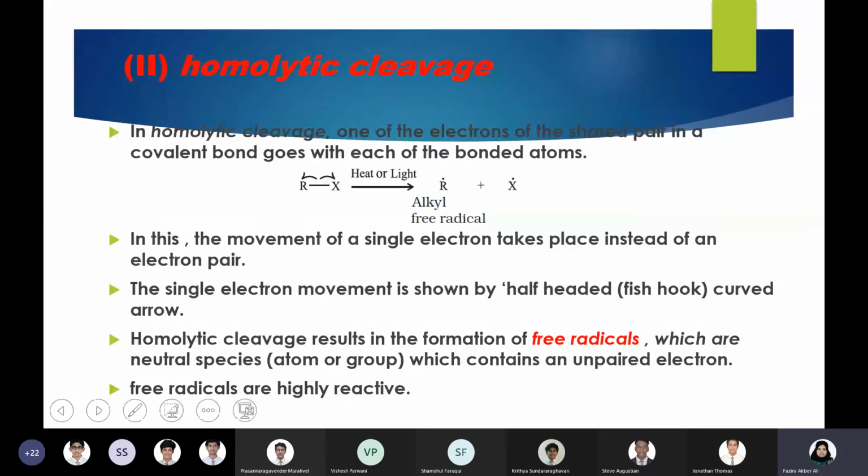Free radicals are neutral species formed during the homolytic cleavage, which have an unpaired electron. That is what we write. If an alkyl group has an unpaired electron, we write R, where R stands for alkyl group, and we put a dot. That means there is a free electron. So this is known as an alkyl free radical.